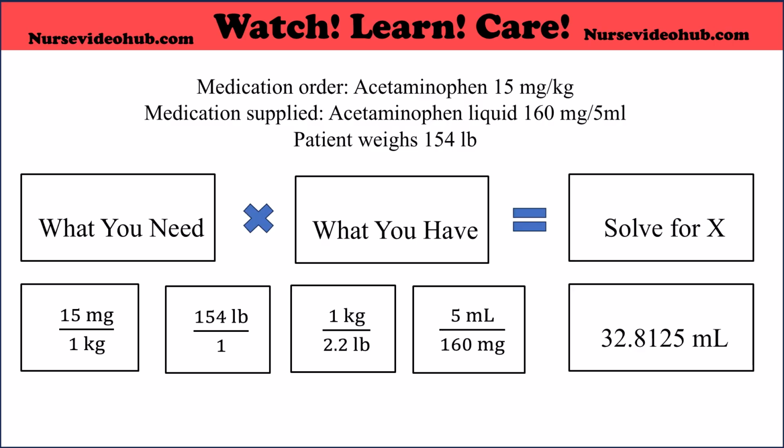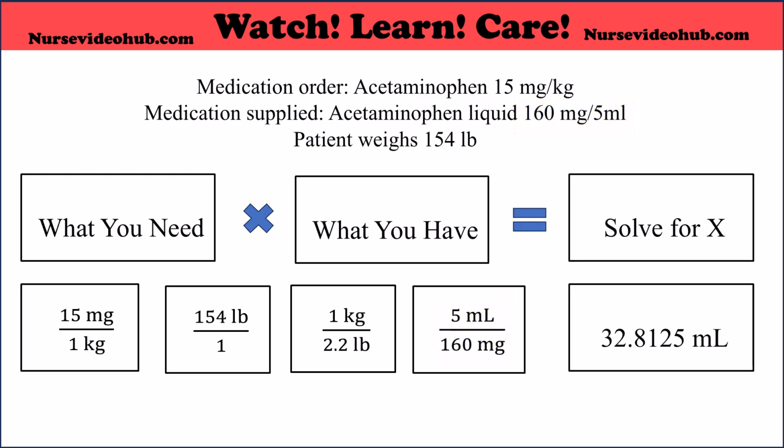You calculate the weight-based dose as part of the equation. Insert the 15 milligrams per kilogram order into the equation. To calculate the dose, multiply the patient's weight by 15 milligrams. Add the weight to the equation as 154 pounds over 1. You need to convert the weight in pounds to kilograms by adding the conversion factor of 1 kilogram over 2.2 pounds to the equation. Add the available medication as a fraction with the units set up so that they cancel each other out. 5 milliliters over 160 milligrams.